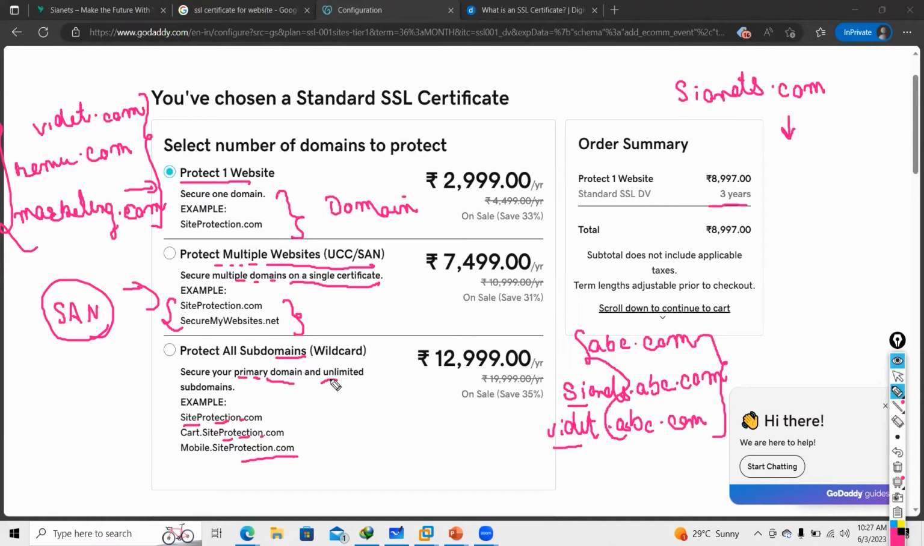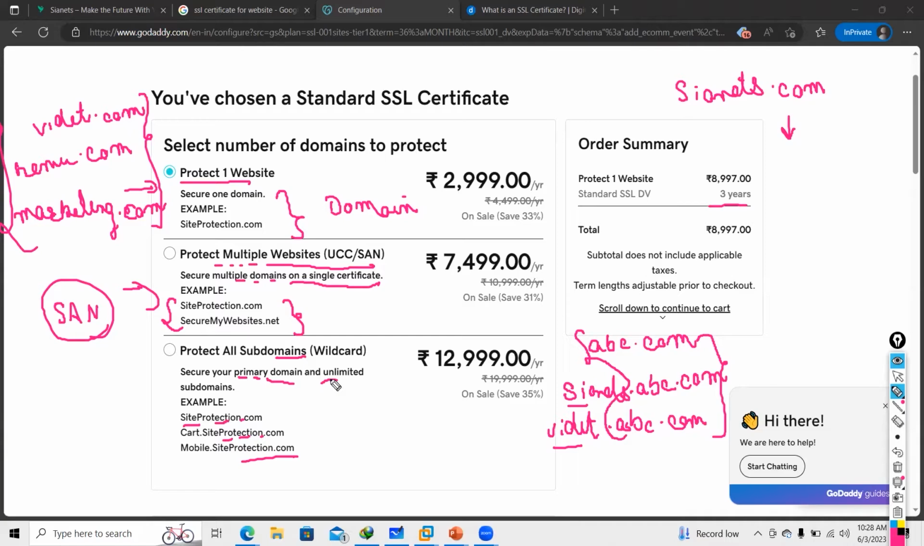Please take care of this, guys. Very, very important. This will be asked in every interview. What is the difference between domain certificate, SAN certificate, and wildcard certificate? Okay, guys. These concepts are very, very important. This will be asked in every interview. What is a wildcard certificate? What is a domain certificate? What is a SAN certificate? So that's why I am telling you this in detail.